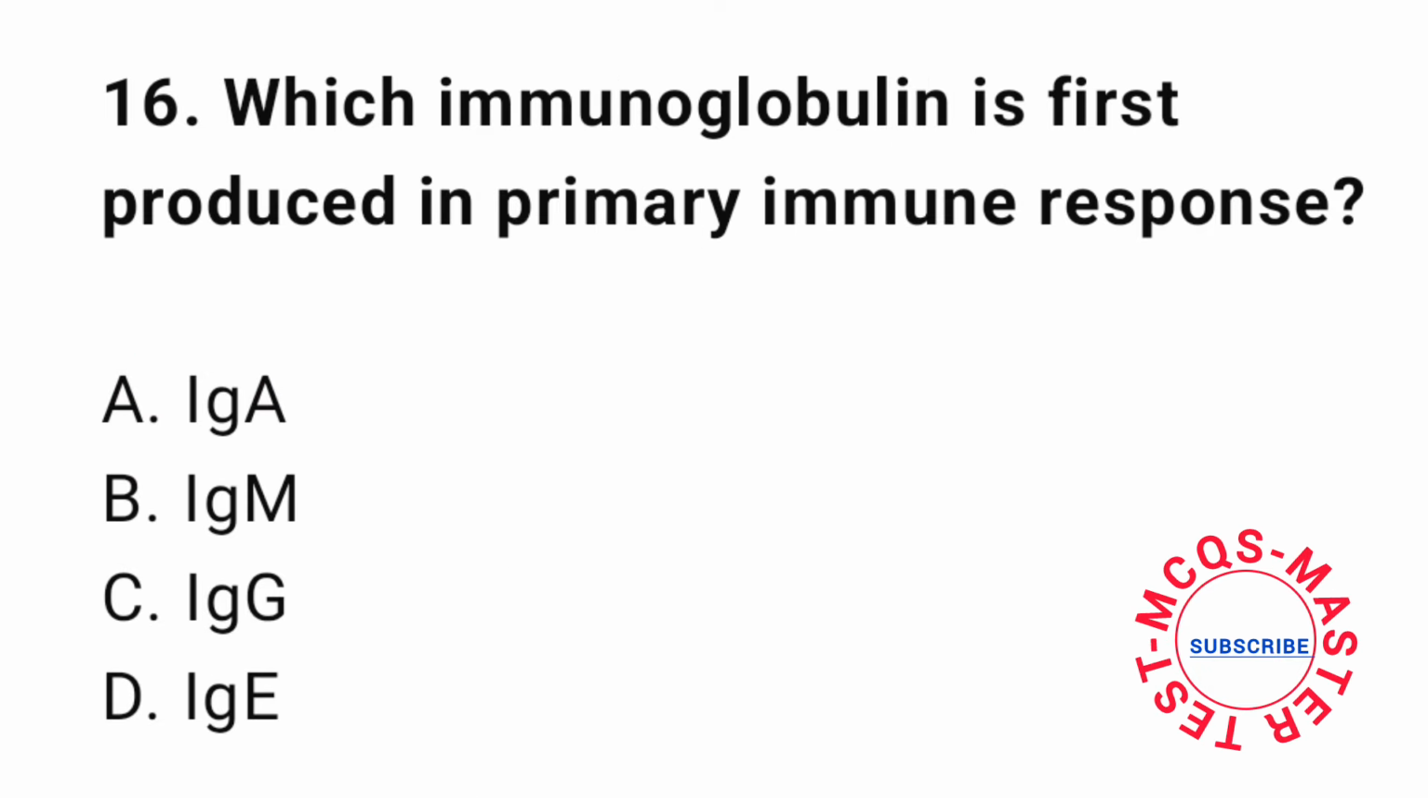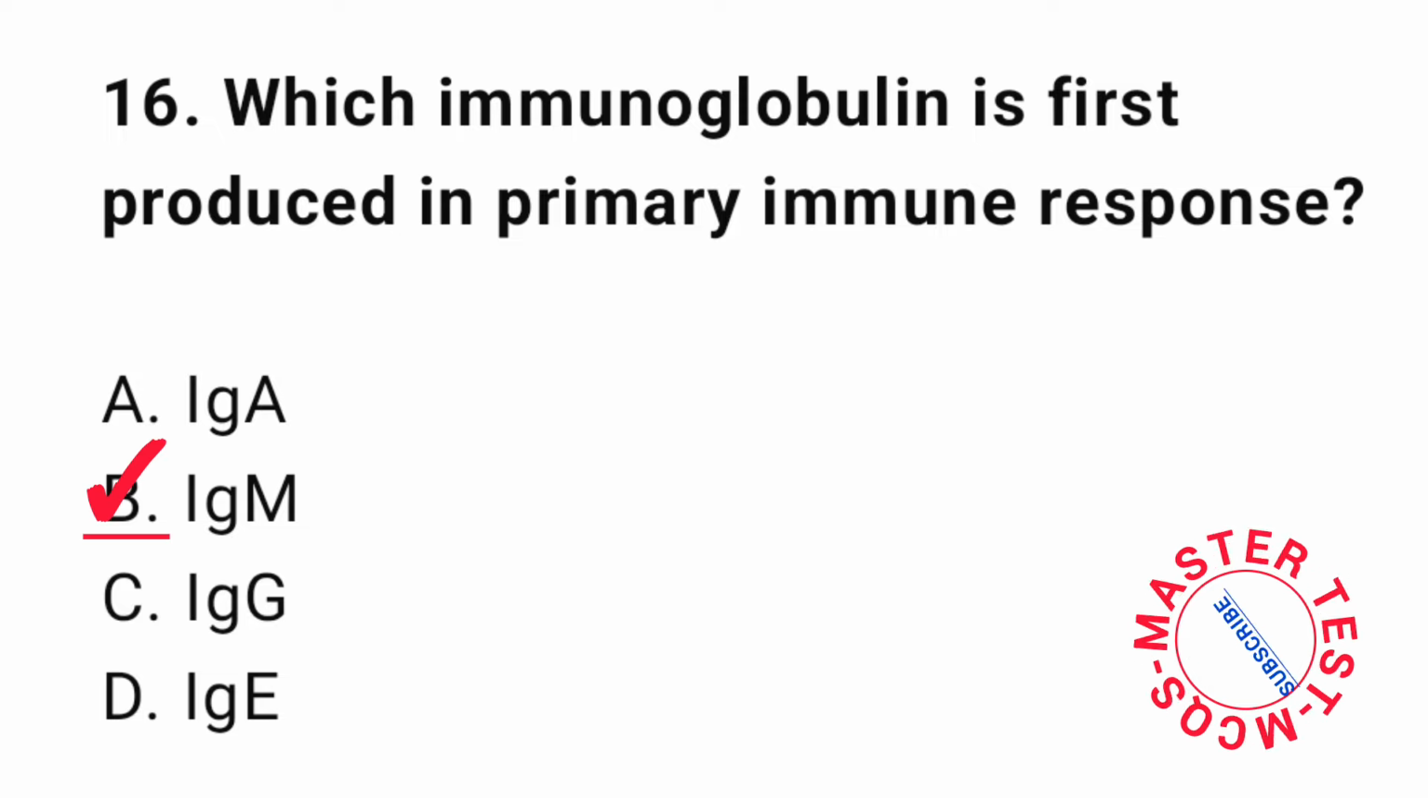Question number 16. Which immunoglobulin is first produced in primary immune response? The right answer is B. IgM.